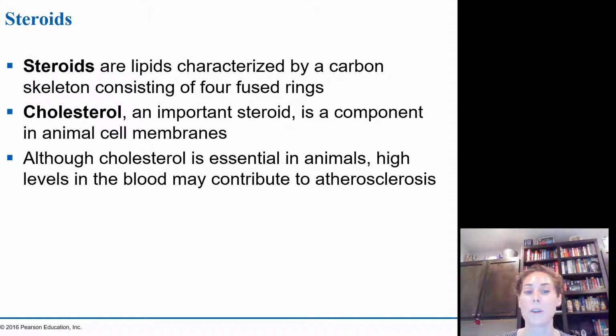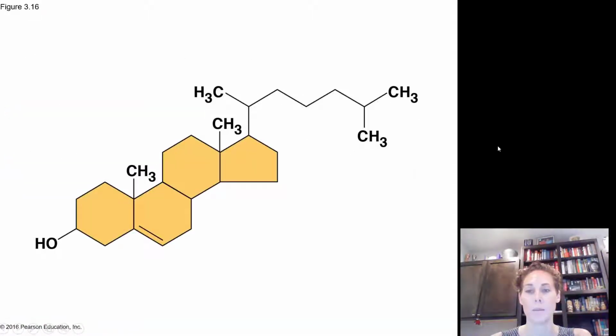Now, steroids are the third type of lipid to know, and they're basically a carbon ring structure consisting of 4 fused rings. Cholesterol is a really important steroid. It's a component in animal cell membranes. Too much of it isn't good for us, but we do have to have some cholesterol in our diet. Although cholesterol is essential in animals, high levels in the blood contribute to clogging of your arteries.